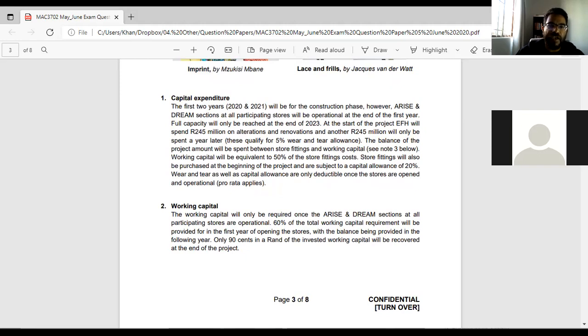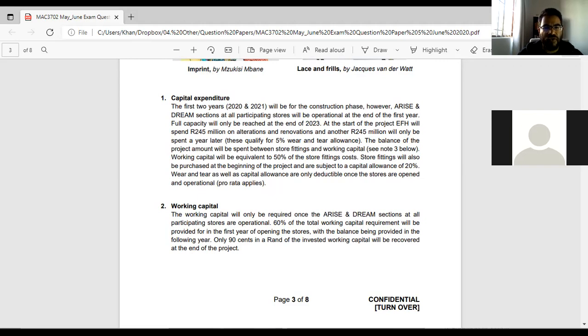Capital expenditure. They say the first 2 years, 2020 and 2021, will be for the construction phase. However, Arise and Dream sections at all participating stores will be operational at the end of the first year. Okay. Full capacity will only be reached at the end of 2023. At the start of the project, EFH will spend 245 million on alterations and renovations, and another 245 will only be spent a year later. These qualify for 5% wear and tear allowance.